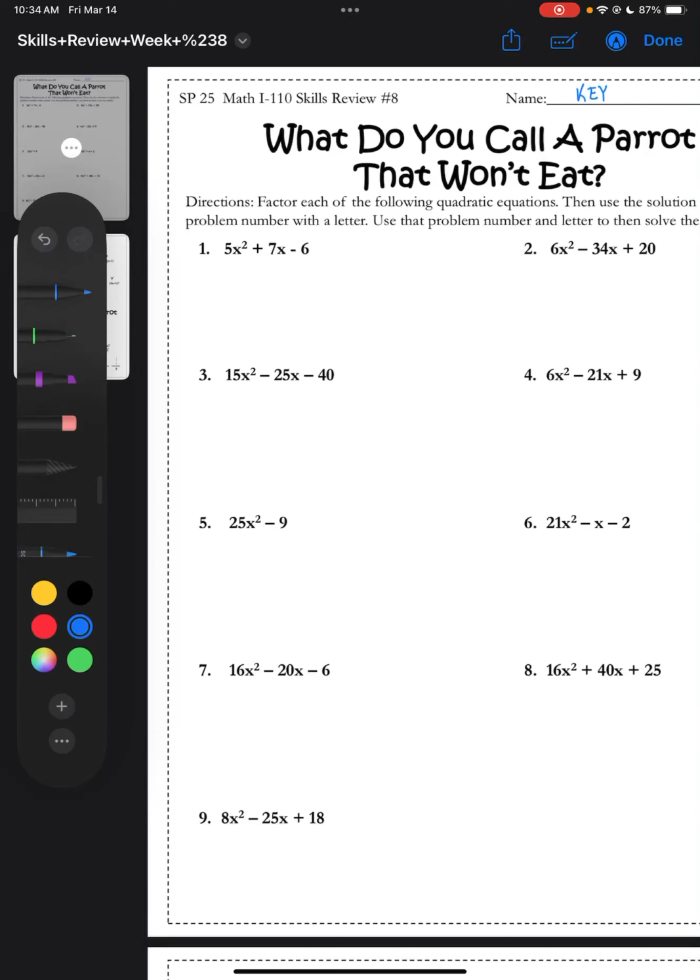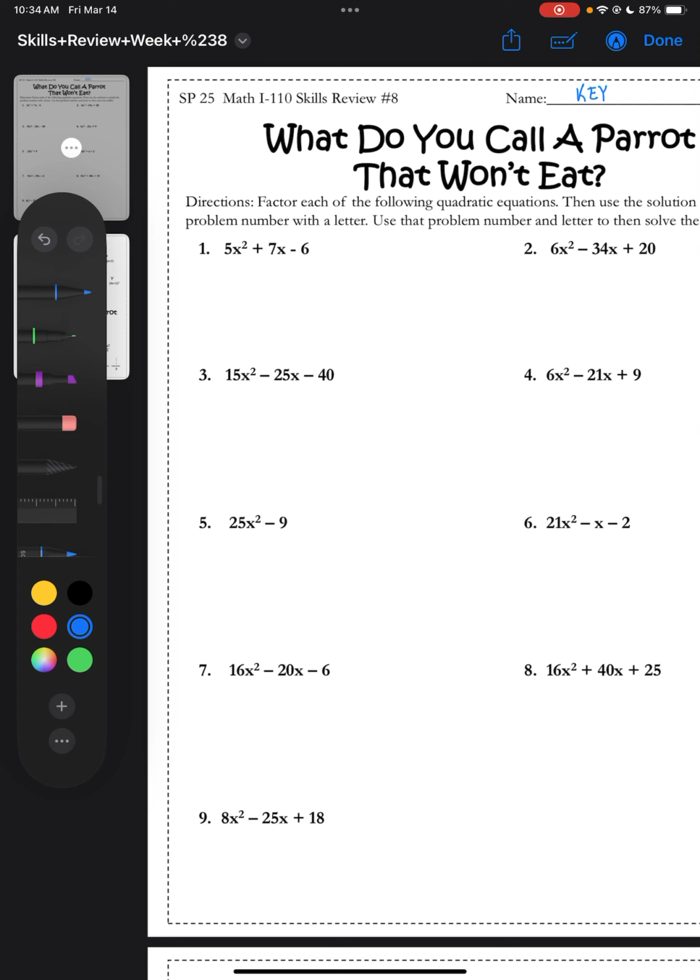This is the video for ULA activity number 8. So we're just gonna jump into our assignment. This one was basically we're just gonna factor. I'm not gonna worry about finding the letters on the back of the page. I'm really just focused on factoring, so that's what I'm gonna be doing.